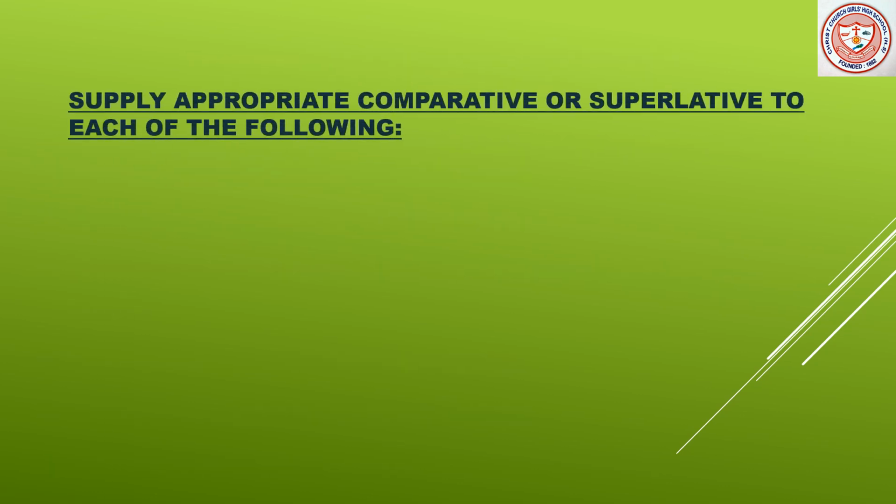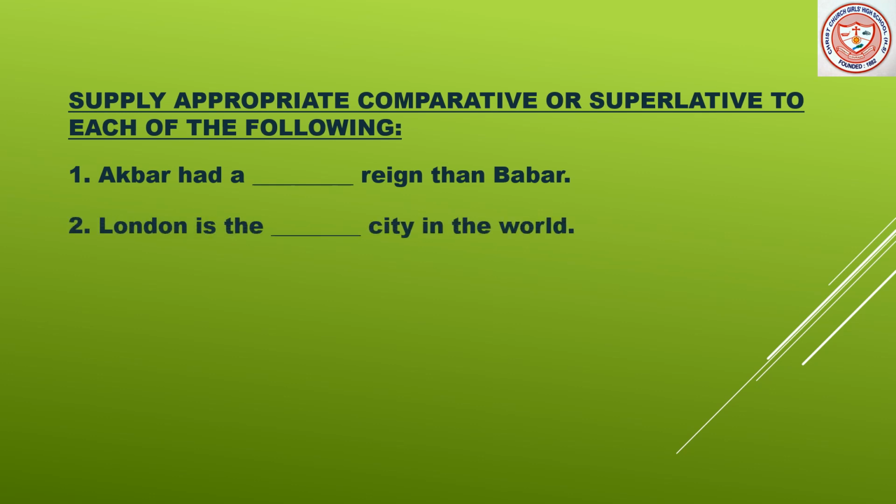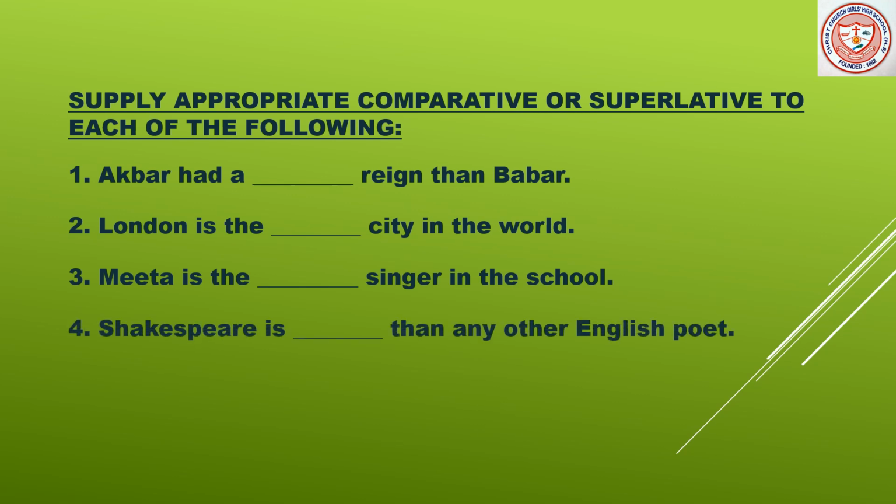Follow the next instruction. Supply appropriate comparative or superlative to each of the following. Number 1. Akbar had a dash rain than Babur. Number 2. London is the dash city in the world. Number 3. Mita is the dash singer in the school. Number 4. Shakespeare is dash than any other English poet. Number 5. That means the last one. Hunger is the dash sauce. So students, you will practice from other reference books also.